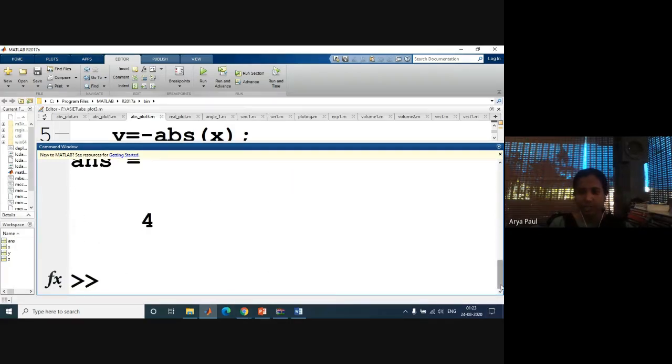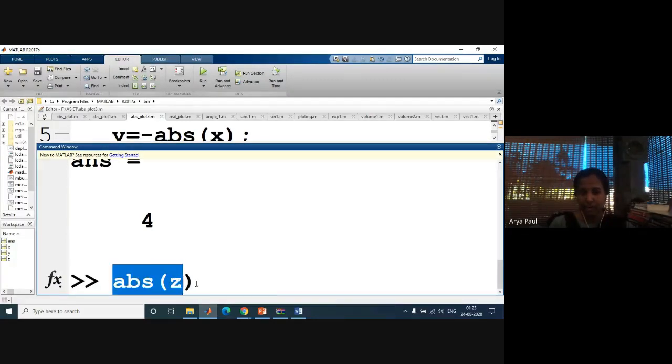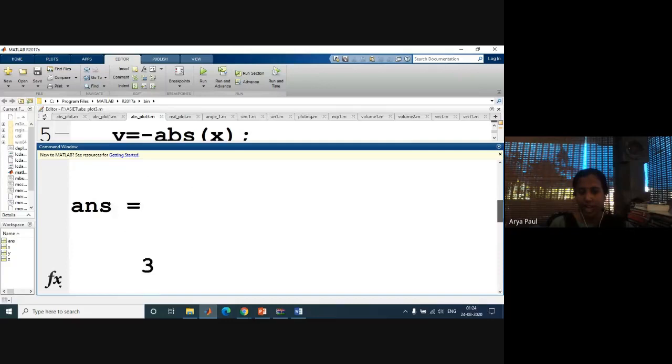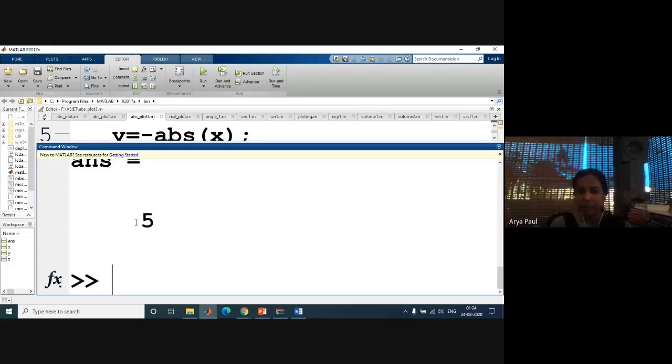Now if you want to find out the magnitude of this particular complex number, you type ABS of z. That will give you 5. That means you are taking the square root of 3 square plus 4 square. That will be the magnitude, and the answer will be 5. So how can you find the magnitude? You put ABS of that particular vector. I hope this is clear.